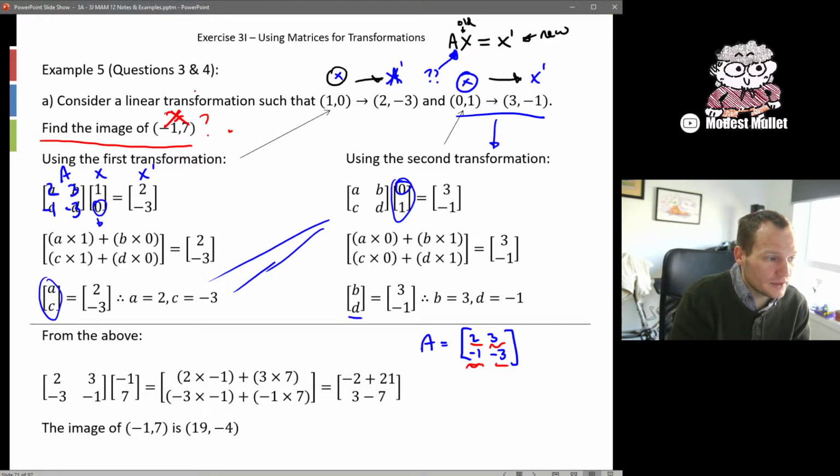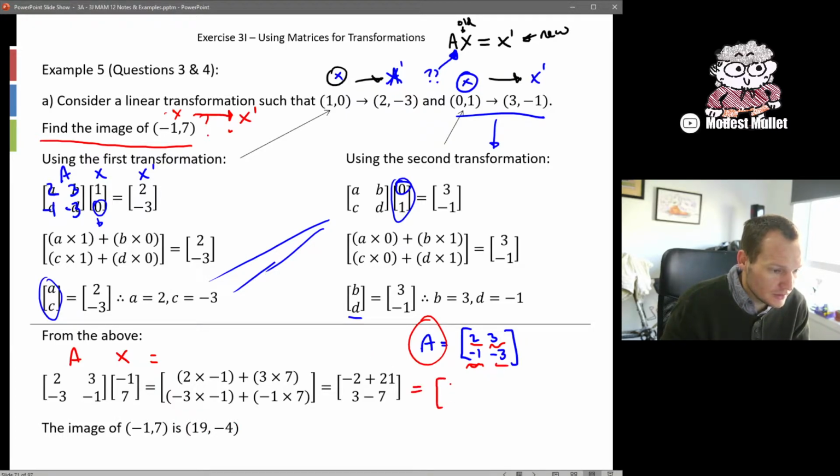But that -1, 7, there we go. That is our original x, and we're trying to find what that is transformed into now that we've found A. So we have A, x, we do the matrix multiplication, and we end up getting 19, -4. So we can read that that coordinate has been transformed into 19, -4.